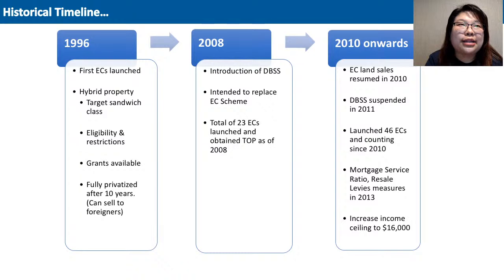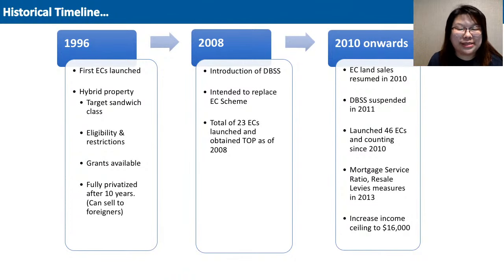Other than that would be your income. Over the years, the income ceiling was increased, from I think as low as 10, 12,000, and now it is as high as 16,000. Other than that, there are also restrictions on loans and all that. The good thing, of course, is that when you purchase an EC, because it is a hybrid, buyers would also be able to enjoy grants, which is something that you won't be able to enjoy if you were to purchase a private property.